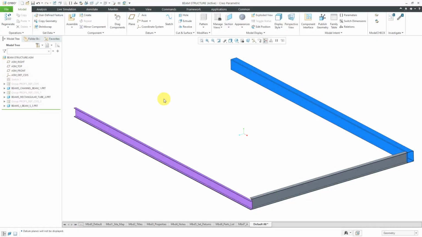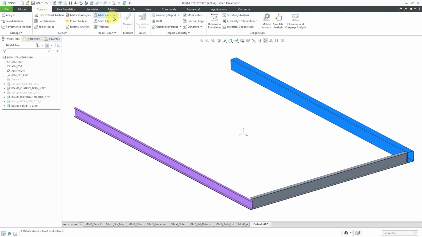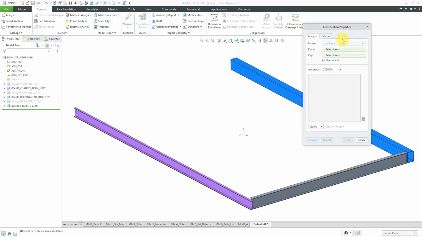In Creo Parametric, you can calculate the cross-section mass properties for a part or an assembly. The way that you do that is by going to the Analysis tab, and then from the Mass Properties dropdown, you can choose Cross-Section Mass Properties.